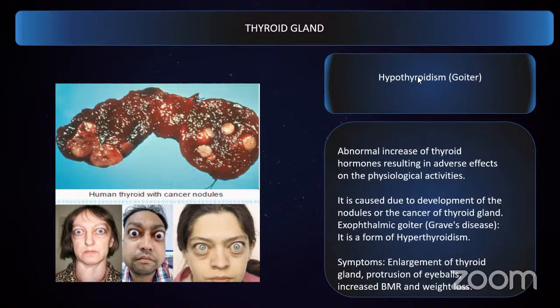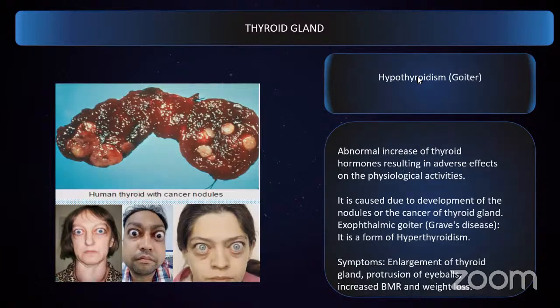In these cases, the enlargement of the thyroid will lead to symptoms like the person having protruded eyes. You can see their eyes in the given picture. They will have protruded eyes, increased basal metabolic rate, as well as weight loss. So this is the case with hyperthyroidism.